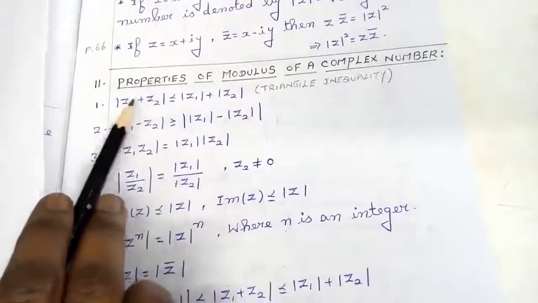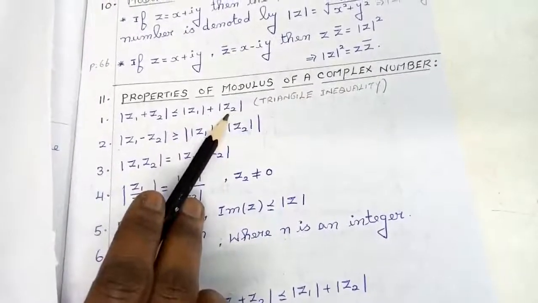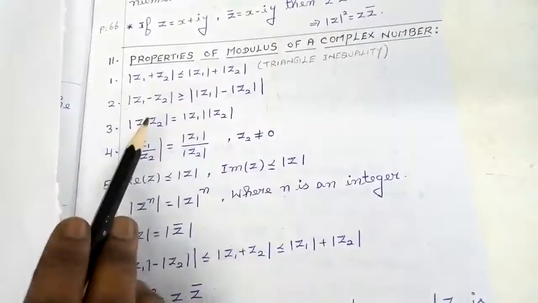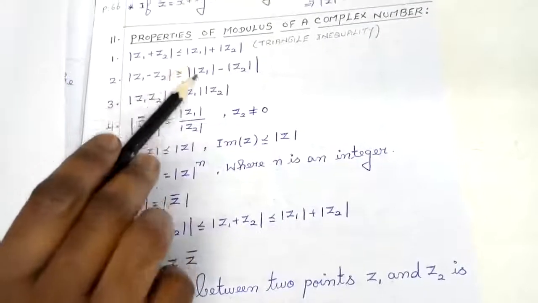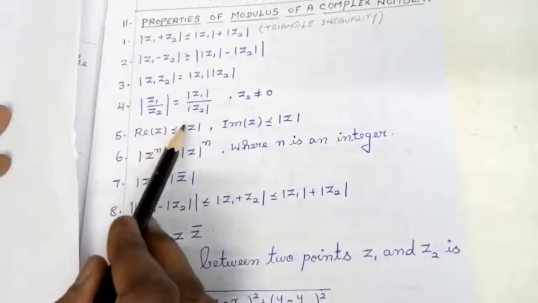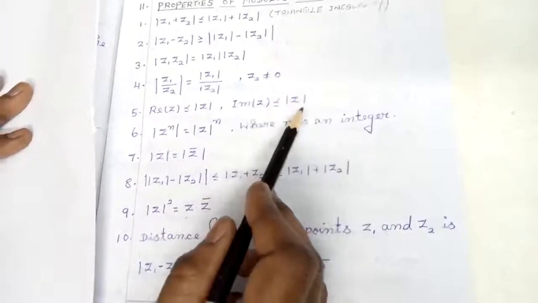Modulus of z1 plus z2 is less than or equal to modulus of z1 plus modulus of z2. And only the important part alone I am just going to explain to you. Multiplication and division you are not going to have any problem, but addition and subtraction you have to be careful with the calculation. Real part of z is less than or equal to modulus of z, and imaginary part of z is also less than or equal to modulus of z.